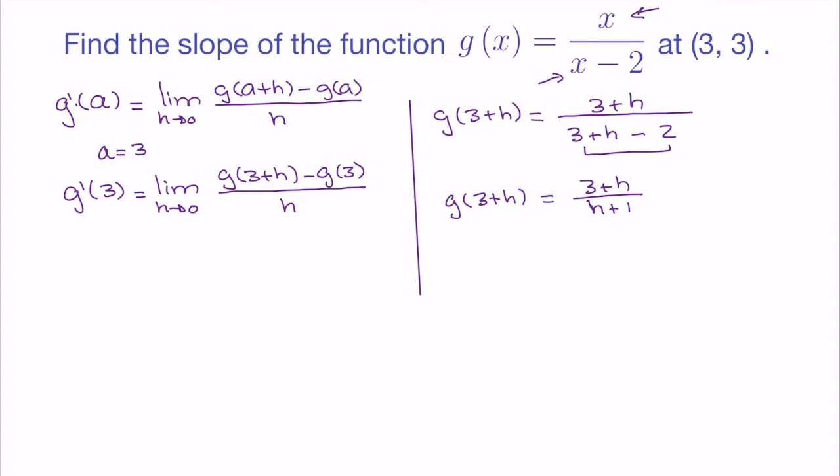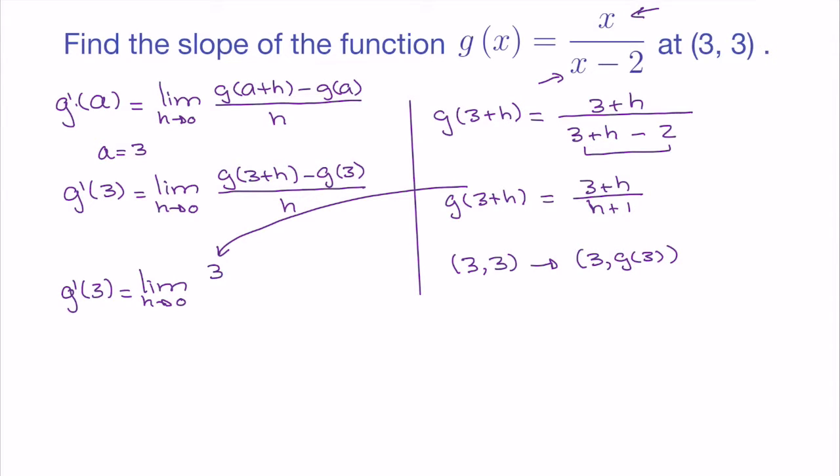And because the point (3, 3) is on the graph, that tells us that g of 3 is 3, because that point is of the form (3, g of 3). We're ready to replace in our function. So the derivative of g at 3 is going to be the limit as h approaches 0 of g of 3 plus h, which is 3 plus h over h plus 1, and replace g of 3 equals 3 here, minus 3, and this is all over h.